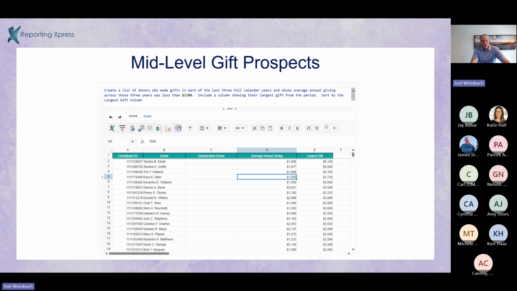One of the things we can do is look at our stable mid-level and low donors, and that's where we can develop a mid-level gift prospect list from. So one of the things we want to look at is the largest gift they've ever made. They fall in this category of contributing less than 2,300 a year on average, but they've made gifts that may be even larger than that on a one-time basis. So we sort this by the largest gift.